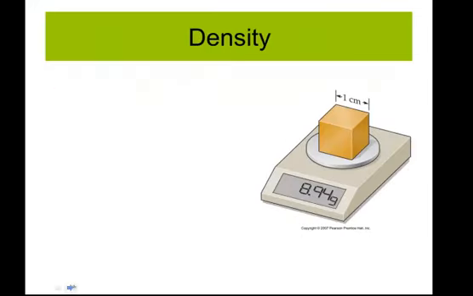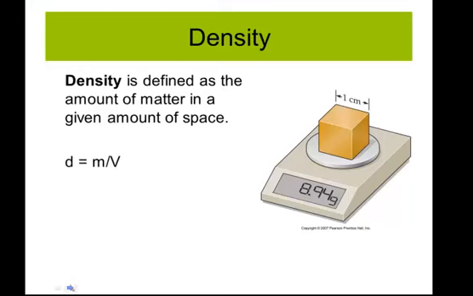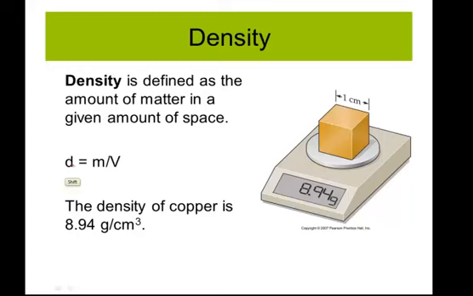Alright, next topic is density. And density is defined as the amount of matter in a given amount of space, or mass divided by volume. So the equation here is density equals mass divided by volume. And this has a unit, usually grams per centimeter cubed or grams per milliliter. So it has grams, which is a mass unit, on the top, and a volume unit on the bottom. And this is just, for example, the density of copper. And that would be a physical property.